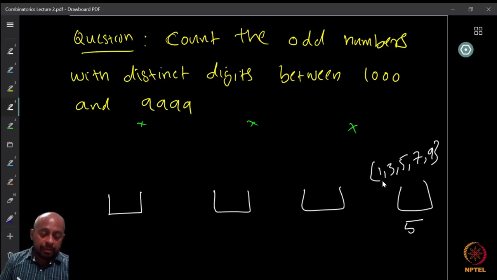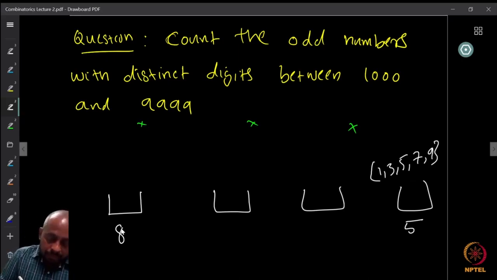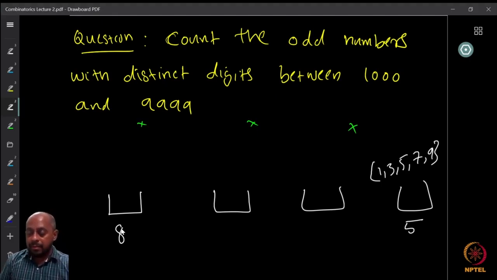Now, the first digit. What is the choice I have for the first digit? The first digit cannot be 0. And it cannot be the digit I chose for the last digit because it needs distinct digits. So I have 8 possibilities here. I have 1 to 9, and out of these 9, I cannot choose the one I chose for the last position. So I have the remaining 8 choices.